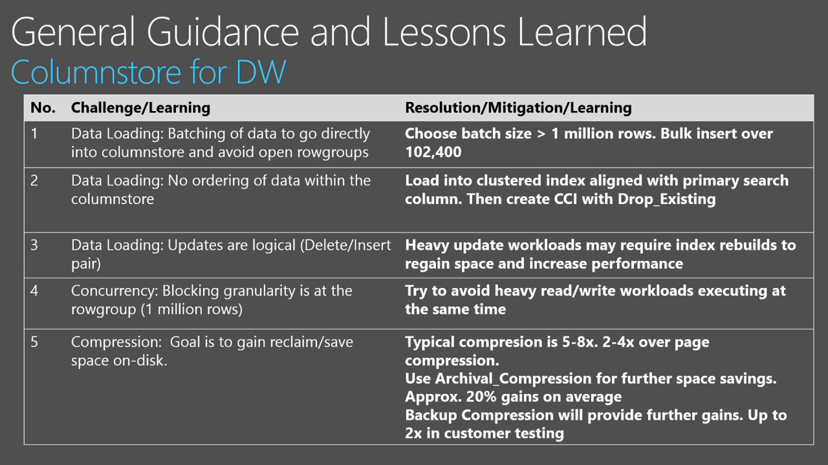Using archival compression, which is a feature that you can build into the clustered Columnstore index, allows for further space savings. We've seen approximately 20% gains on average over that. And backup compression will give you further gains on your backup files with the clustered Columnstore index. It actually uses a little bit different compression algorithms, so up to 2x gains on your backup files above and beyond the clustered Columnstore index space savings.